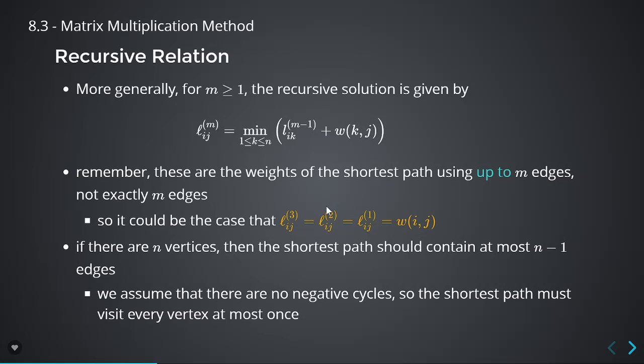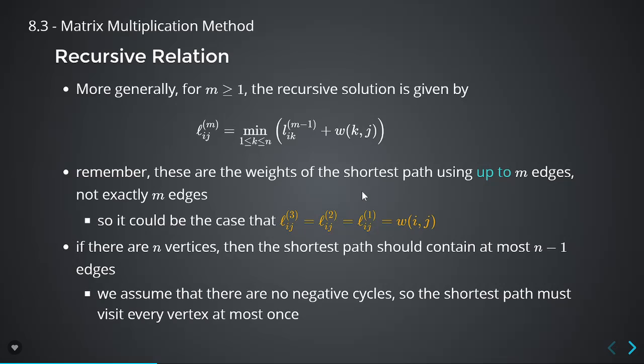Now, one more time. These are the weights of the shortest path using up to m edges, not exactly m edges. So it could be the case that L3 is the same as L2, the same as L1, which is just the weight of the edge between i and j. That could be the case. If that is already the shortest path, then that's it.